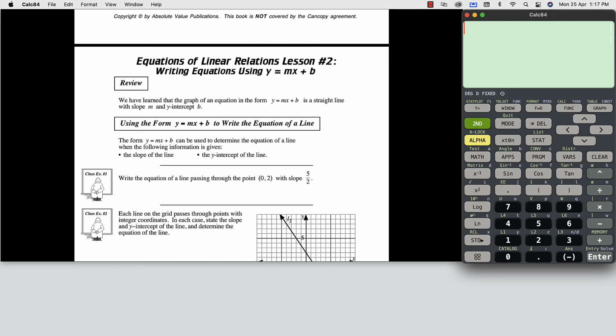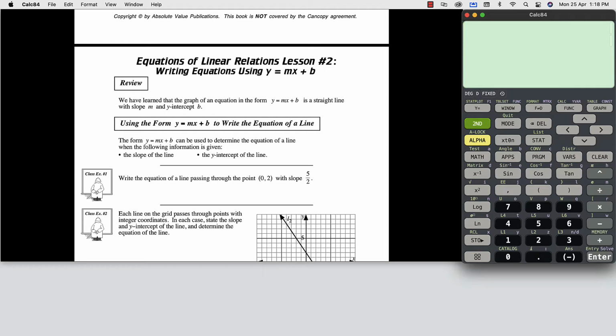Hey everyone, Mr. Boykin here, Unit 9, Lesson 2, and this time we're going to be looking at the slope-intercept form of a line, y equals mx plus b, and we're going to be analyzing some points and given slopes or some graphs and forming that equation.